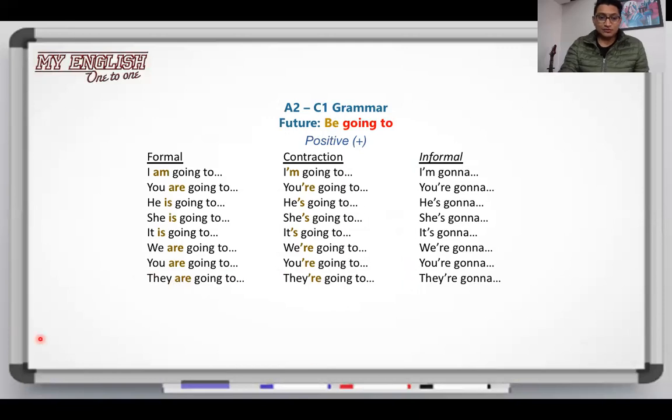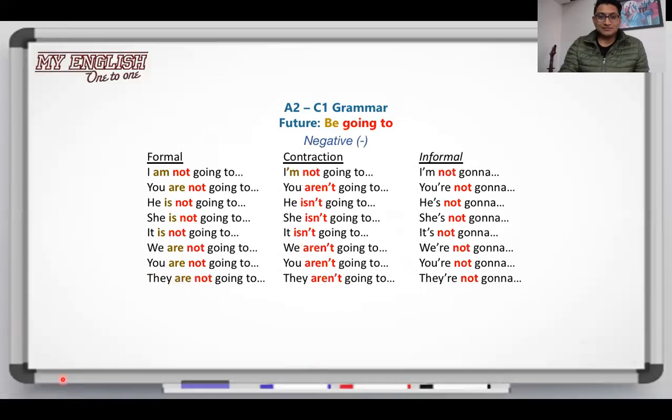Let's continue, or let's move to the negative. All right, again, we have formal and contraction. Actually, we don't have the informal here. Sometimes there's an issue in the contraction here, but anyways, let's check, okay? So formal: I am not going to. You are not going to. He is not going to. She is not going to. It is not going to. We are not going to. You are not going to. They are not going to.